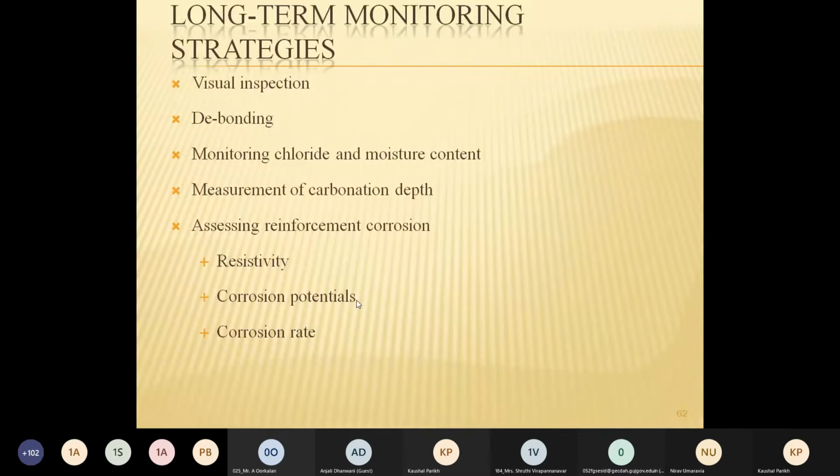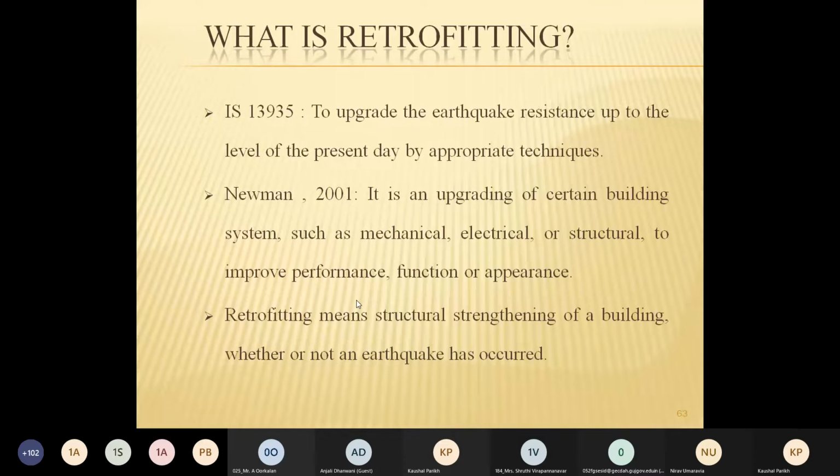Now, after doing the repairing, let me proceed further to retrofitting. What is retrofitting? What are the retrofitting techniques? And how will it be useful to us, and for which kind of conditions, that we have to understand.